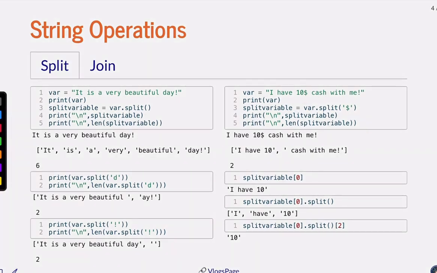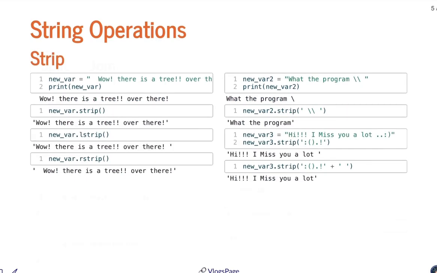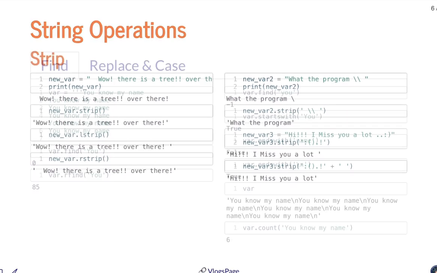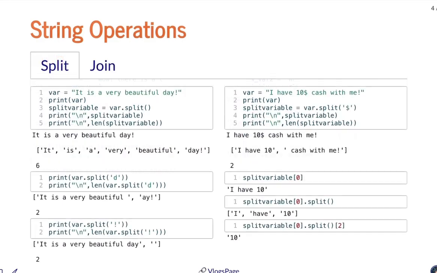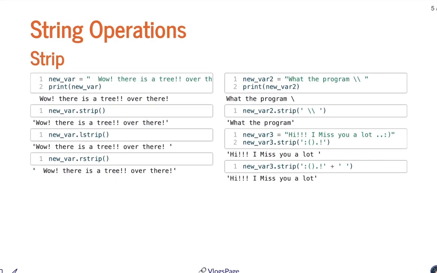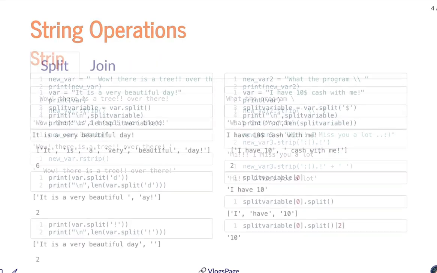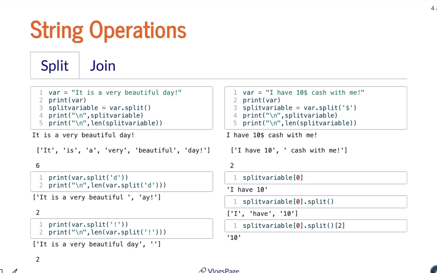So, string operations. There are multiple string operations. Let me just skim through all the slides. There is split, join, which you can see in the 2 tabs here. And there is strip. And we have something called find, replace, and then there is a case statement. So these are the 1, 2, 3, 4, 5 and 6 string operations that we will discuss in today's episode.